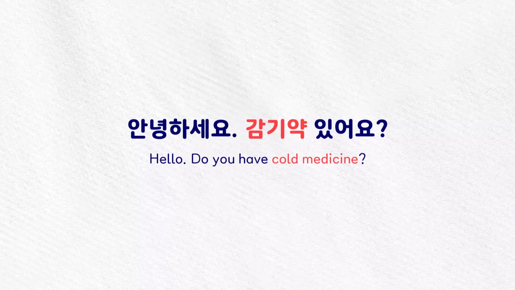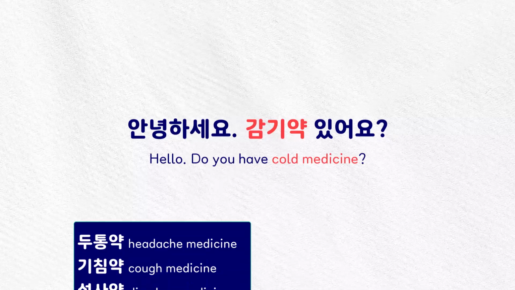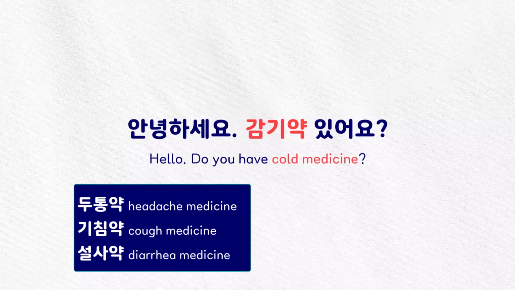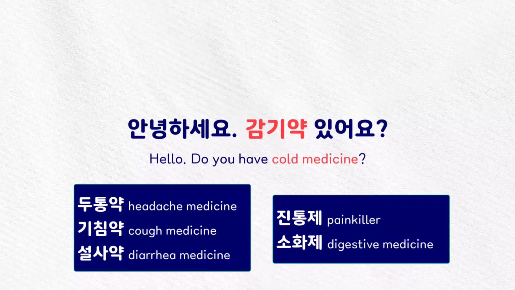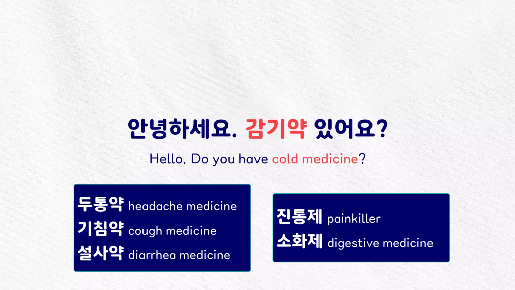And here we can substitute 감기약 with other medications and ask for different kinds of medicine. So we could ask for 두통약, headache medicine, and here 두통 means headache. 기침약, cough medicine, and 기침 means cough. 설사약, diarrhea medicine, and as you can imagine, 설사 means diarrhea. And some medicine names end in 제, and 제 also means medicine. So we have 진통제, painkiller, and 소화제, digestive medicine.